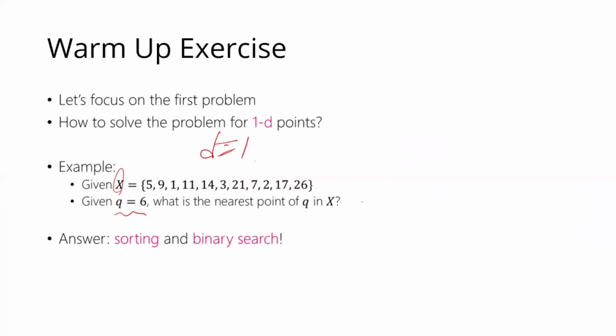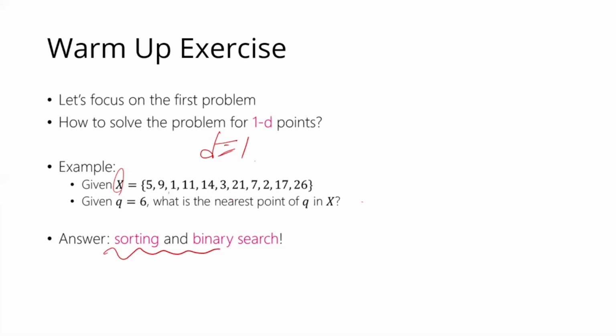Now, if you think about it, of course, the naive solution is to just compare one by one. So compare 6 with 5, compare 6 with 9, compare 6 with 1, and so on and so forth. But we don't want to do that, right? We just talked about it. That's not a good solution in the big data context. So you probably want a better way to do so.